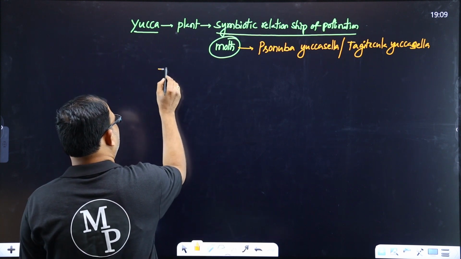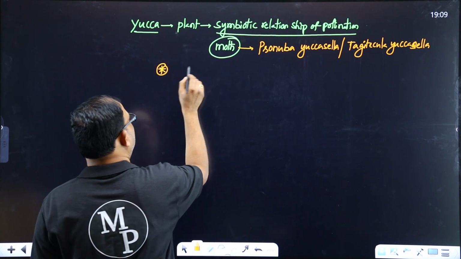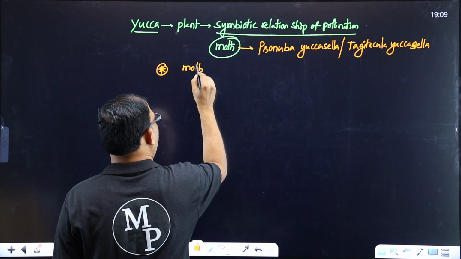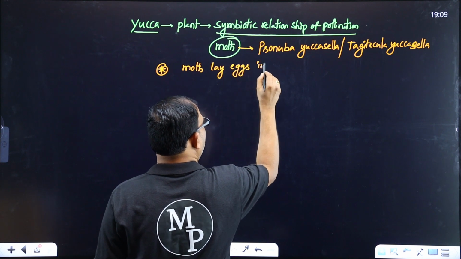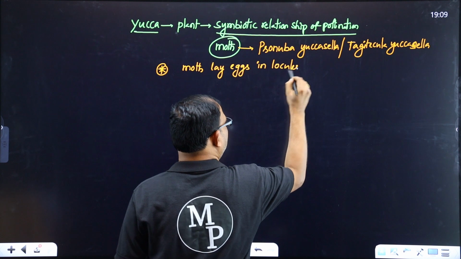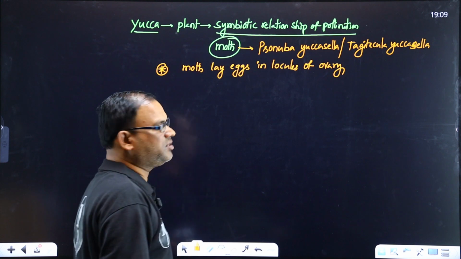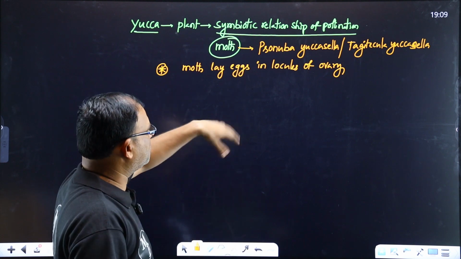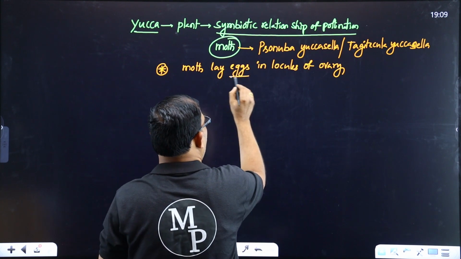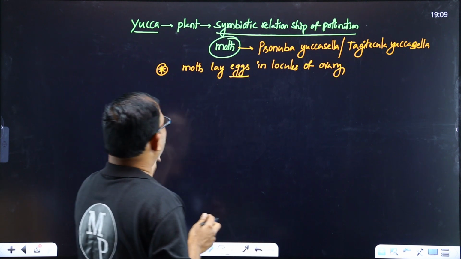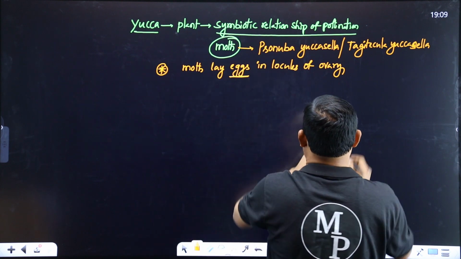What does it do? What is the symbiotic relationship between yucca and moth? See, all of you. This moth lays eggs in the locules of the ovary. Inside the ovary there are locules, chambers. It releases eggs in them. What is the use of that for the yucca plant? Simple. The moth lays eggs in the locules of the ovary.